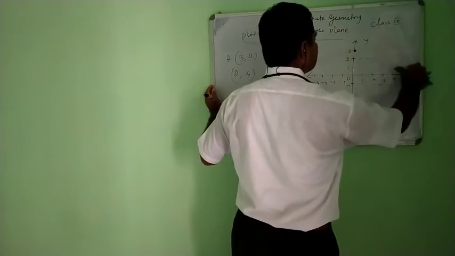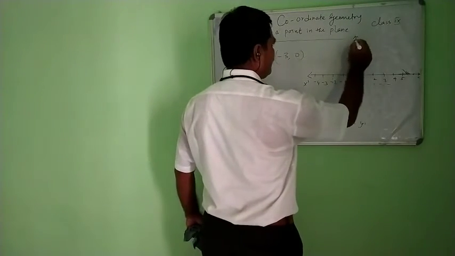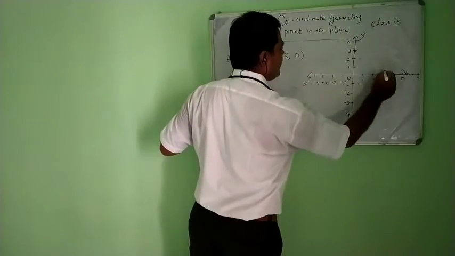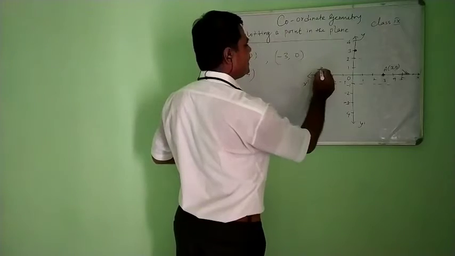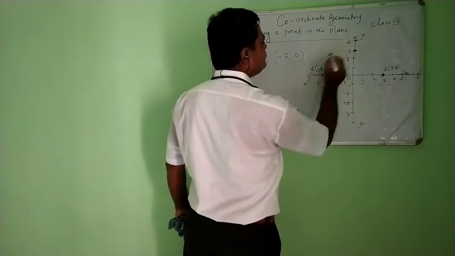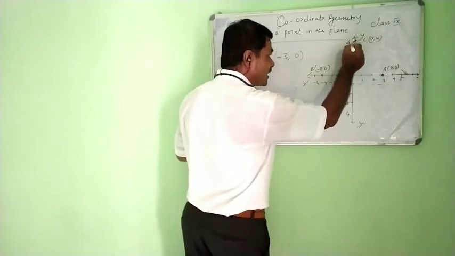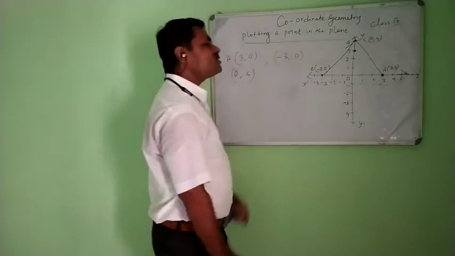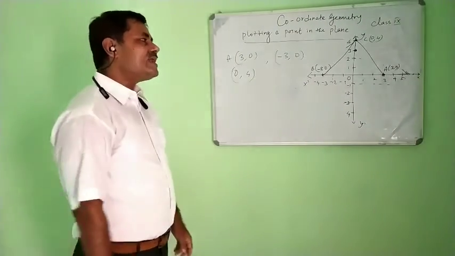How do you plot it? Here I am putting 1 to 4 on the y-axis. Now the first one is (3, 0). This is the point A. Next one is (-3, 0). This is B. Next one is (0, 4). This is C. Now join them, as you are asked to. After joining, we get triangle ABC.